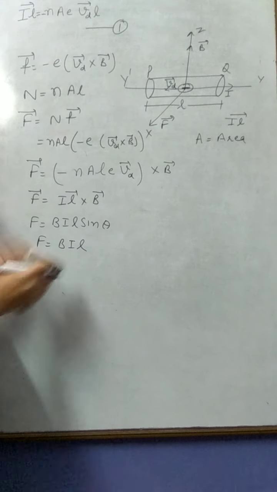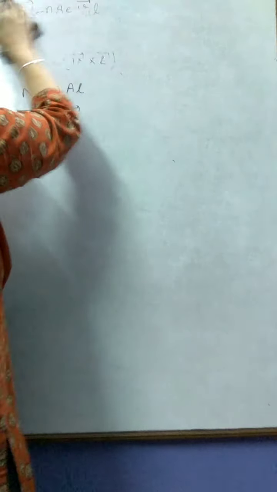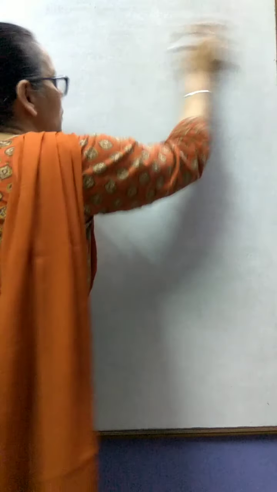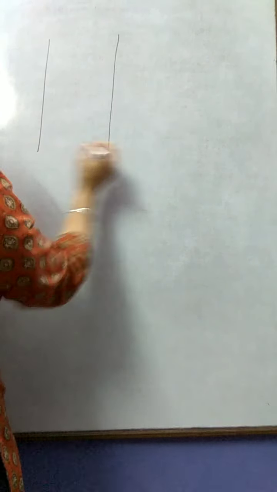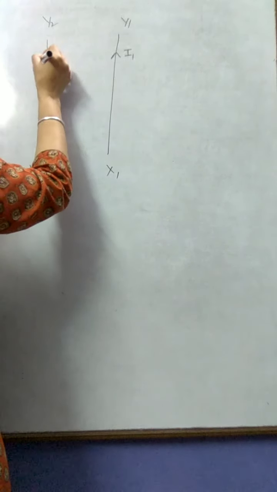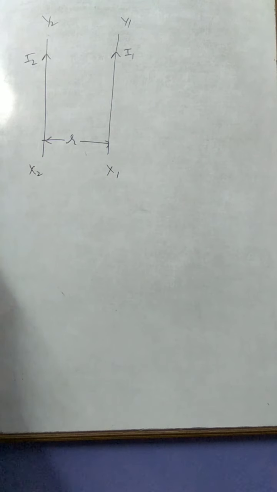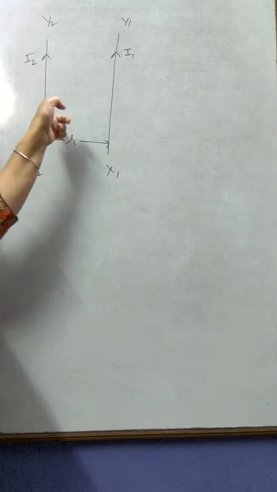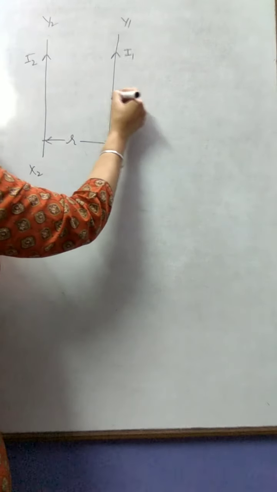And when two infinite current carrying conductors are placed parallel to each other, what is the force between them? A very important topic. Two parallel conductors, x1 y1 and x2 y2, carrying currents I1 and I2, are placed at a distance r apart. Now these are two infinitely long conductors. This conductor is placed in the magnetic field of the other, and that conductor is placed in the magnetic field of this one. How do we calculate? We consider this point P.